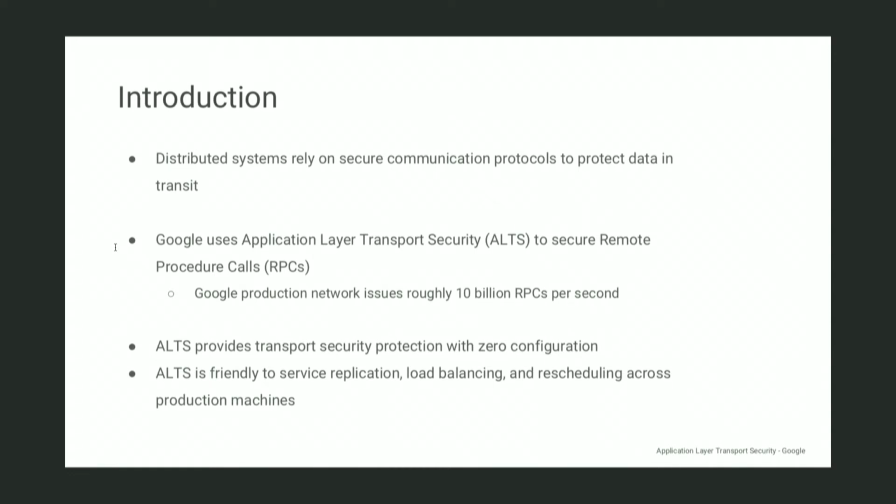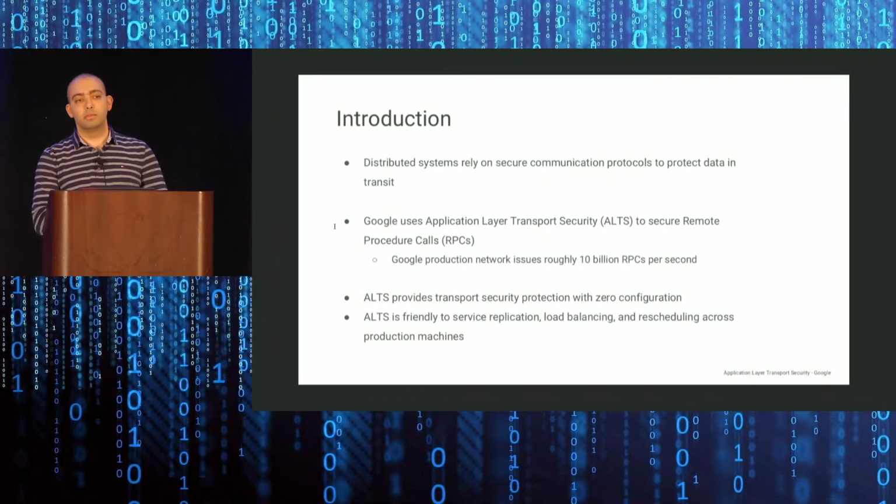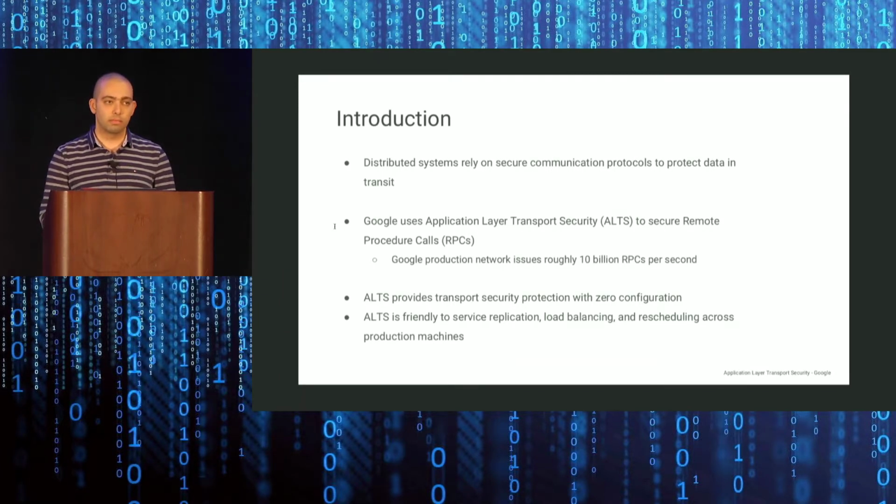Why did we make this binding between ALTS and RPCs? The reason is because RPCs are widely used at Google. There's roughly 10 billion RPCs every second in the production network. So you can basically see the scale and the reason for developing something that adapted to the scale.